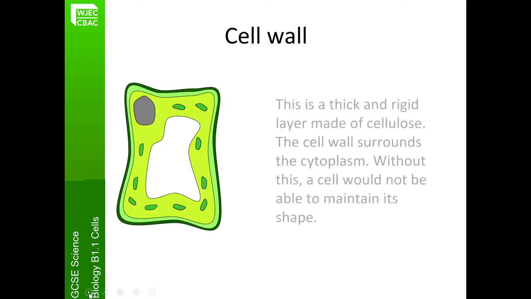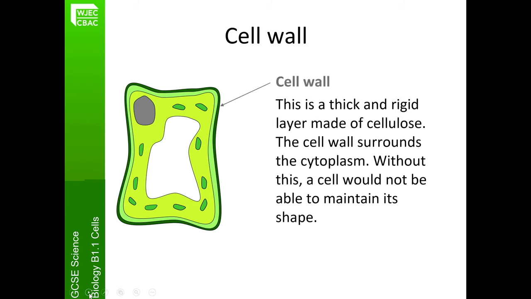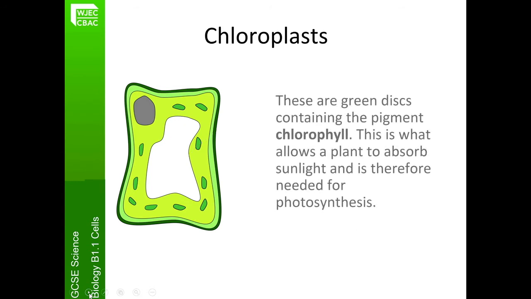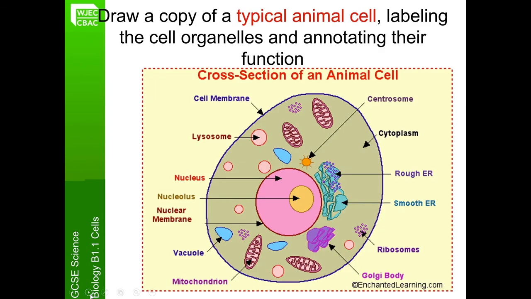Here we can see the dark green layer is the cell wall, thick, rigid, made of cellulose. Without it, the cell would not be able to maintain its shape. We can see the cell sap vacuole here filled with fluid, and this plays an important part in maintaining the shape of the cell and also the movement of substances in and out of the cell, which we will be looking at later in the second PowerPoint. Chloroplasts, as we said, important for photosynthesis and contain chlorophyll.